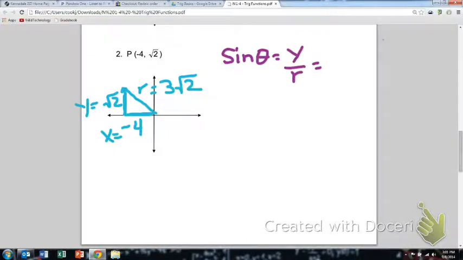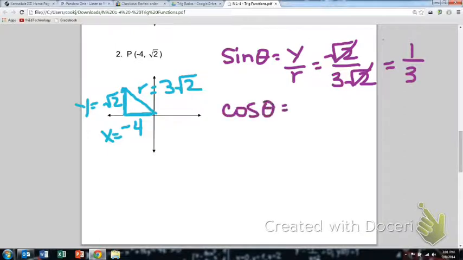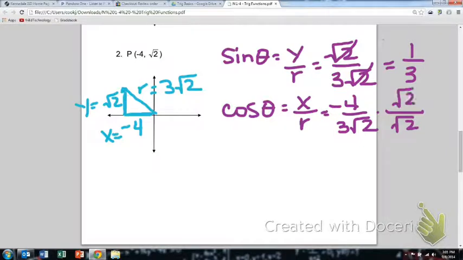So sine is y over r, so 1/3. Cosine is x over r, so -4 over 3 square root of 2. Now, unlike other math classes, I don't really care if you leave a square root in the bottom. However, on a multiple choice standardized type test, they probably are not going to. So remember, to get rid of the square root in the bottom of a fraction, you multiply the top and the bottom by that square root.